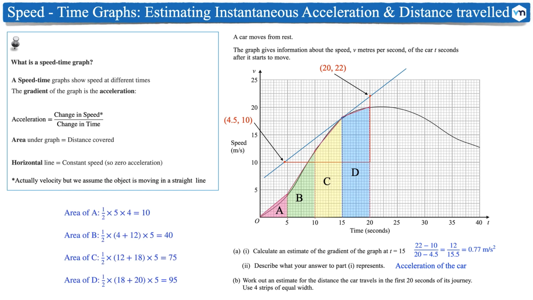So the area of A is a half times 5 times 4, which equals 10. The area of B is a half times 4 plus 12, that's the sum of the lengths of the parallel sides, times 5, that's the distance between them, so the area of B equals 40. And in a similar way, the area of C is equal to a half times 12 plus 18 times 5, which is 75. And finally, the area of D, a half times 18 plus 20 multiplied by 5, which equals 95. Therefore, the distance, which is the total area of A, B, C and D, equals 10 plus 40 plus 75 plus 95. So that's 220 meters.